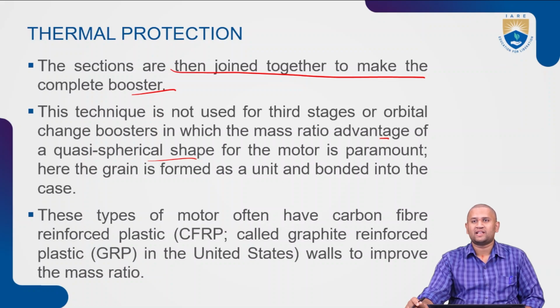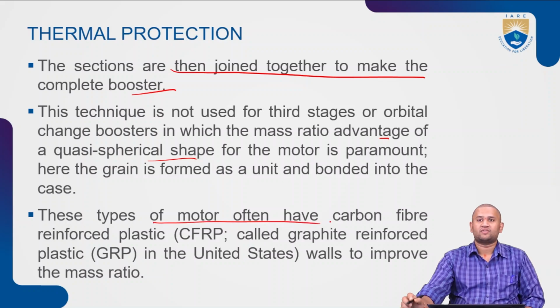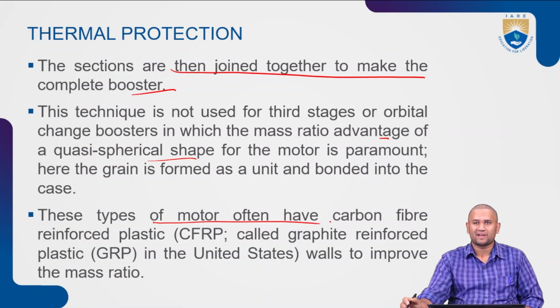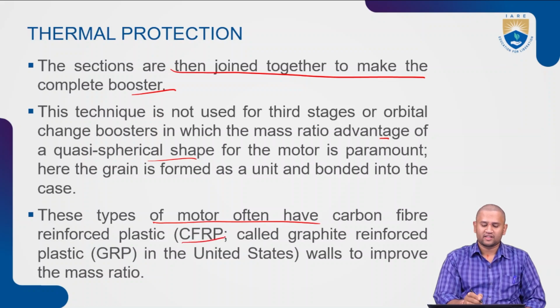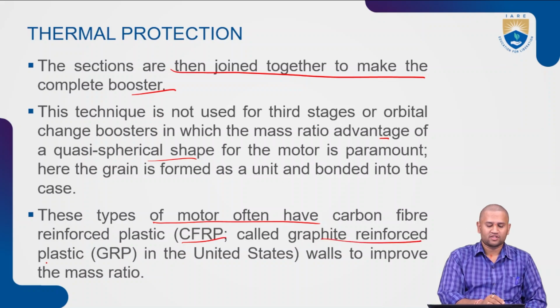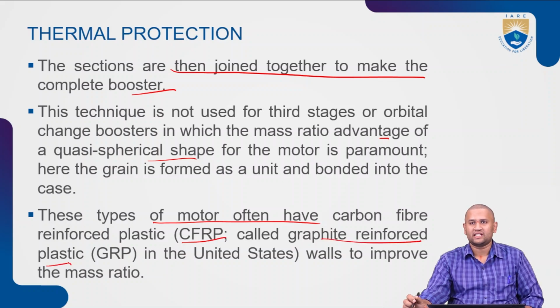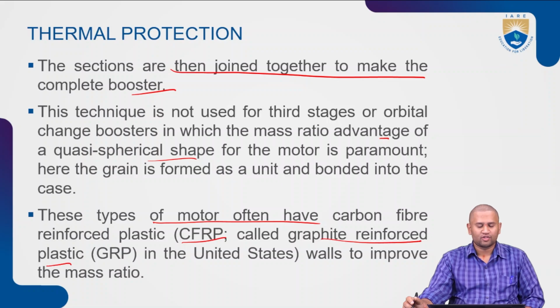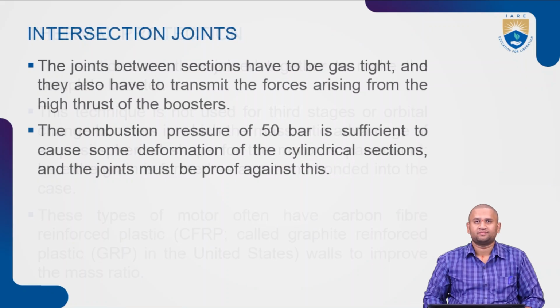Here, the grain is formed as a unit and bonded into the case. These types of motors often have carbon fiber reinforced plastic, also called CFRP, or graphite reinforced plastic, GRP, in the United States, walls to improve the mass ratio.